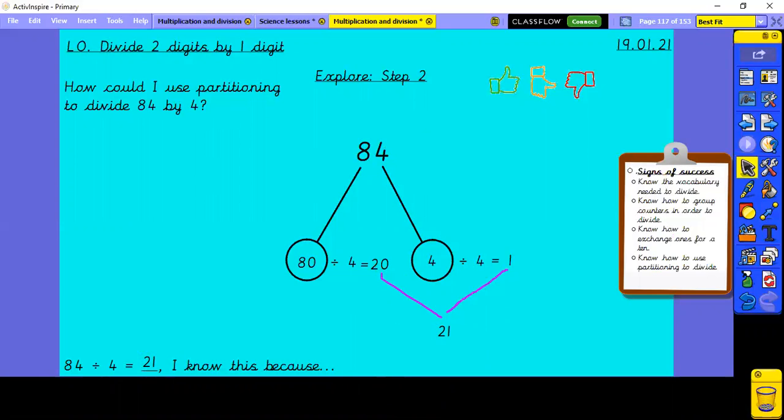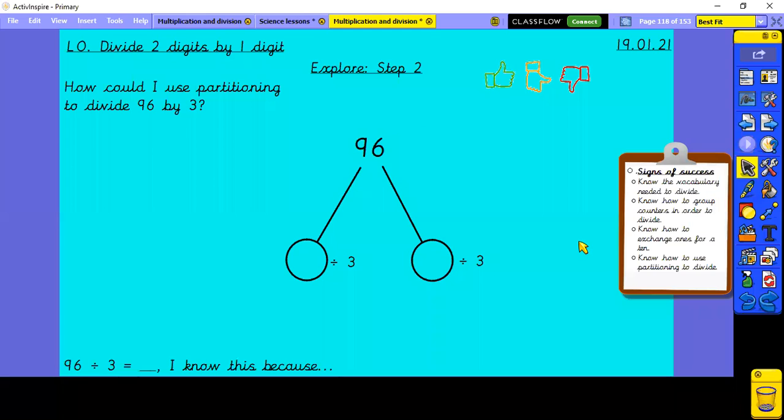Okay, so well done if you remembered how to use the partitioning method. Okay, Year 5, so now we've gone through that one together, I've got another one for you on the screen to have a go at in your maths book. So 96 divided by 3, and I want you to use the partitioning method to help you find your quotient.